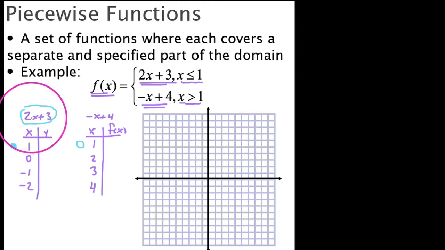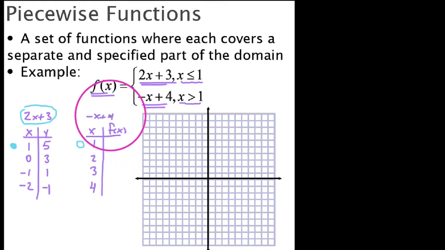If I plug in 1 here, I get 2 times 1 plus 3, which is 5. If I plug in 0, I get 2 times 0 plus 3. Well, that's going to be 3. And if I plug in negative 1, I get negative 2 plus 3, which is 1. And if I plug in negative 2, I get 2 times negative 2, which is negative 4, plus 3 is negative 1. So over here in this table, let's go ahead and fill out some values.